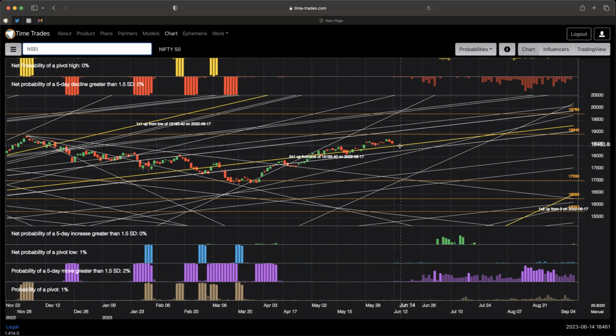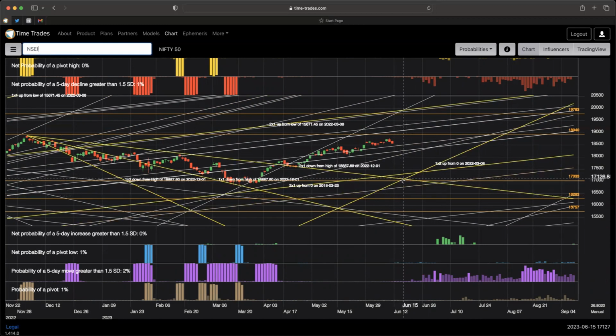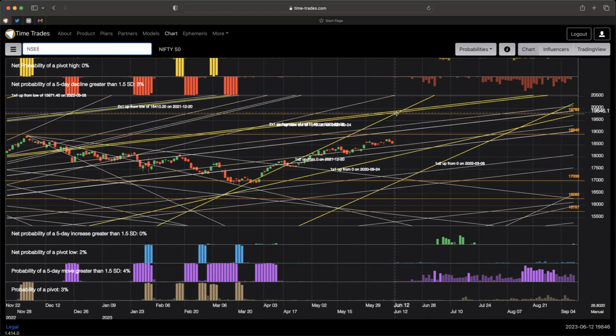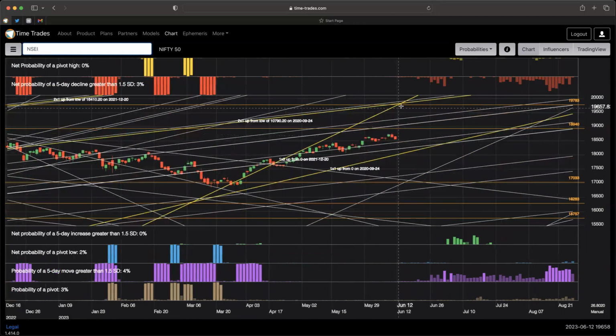It's tracking this GAN fan. We do have a couple of GAN fan crosses coming up this week. We've got one on June 14th, and then another on June 15th. So here's one cross, here's the other cross. Actually, there are 3 crosses coming up, so be aware of those. It looks like we might get some volatility when these GAN fan lines cross. Often you can see a pivot around then.